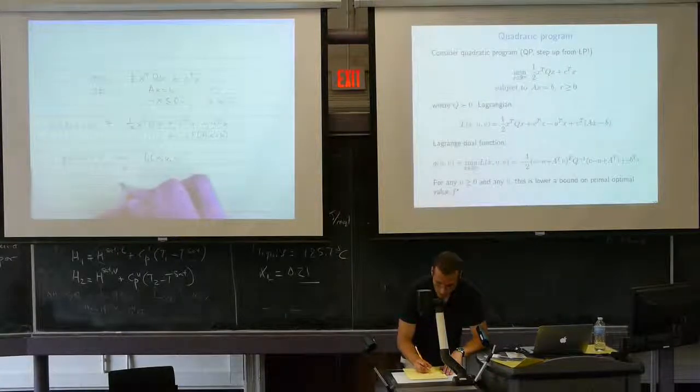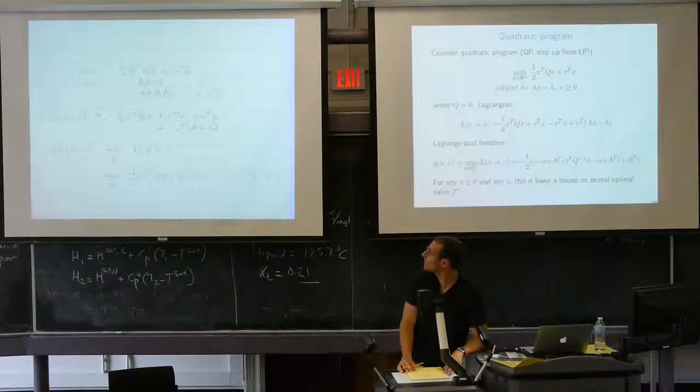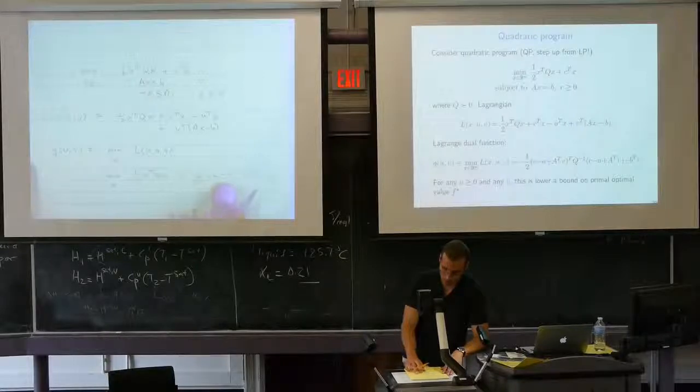So how do we do that? Well, in this case, we can do it analytically. I just get 1/2 x transpose Qx plus c minus u plus A transpose v transpose x minus b transpose v. c transpose x minus u transpose x, v transpose A transpose x, b transpose Ax, yeah.